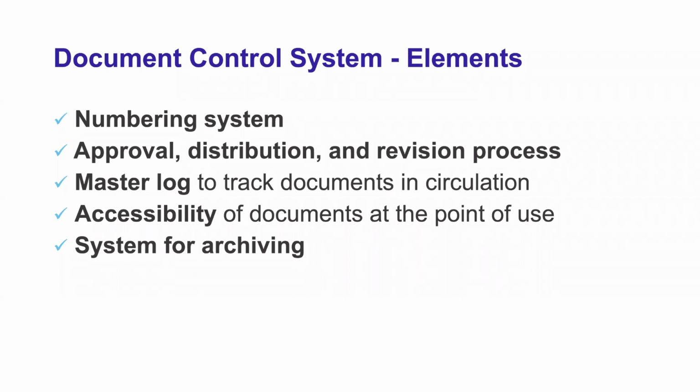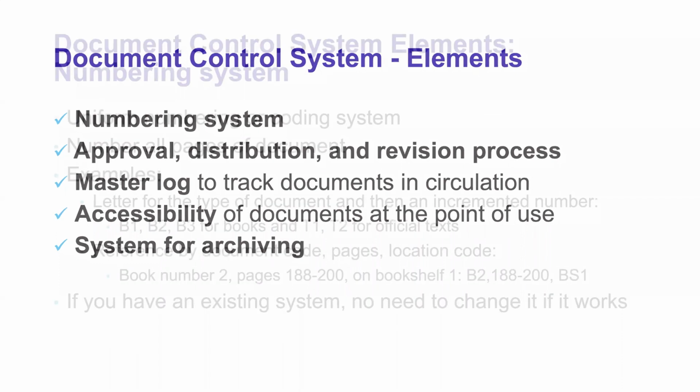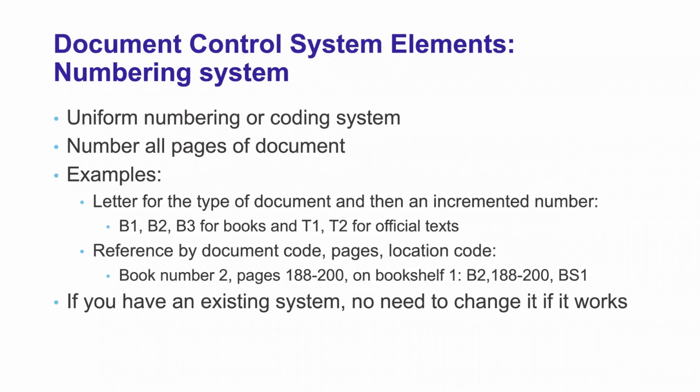They also need to account for an approval, distribution, and revision process. So how are documents going to be approved? Who approves them? How are they distributed to laboratory staff? And then when will they be revised? A master log to track all documents that are in circulation, because remember, we don't want old documents out there that haven't been updated. They need to have a policy for how they are going to be accessed at the point of use, and a system for archiving documents when they are old. So we'll go through each of these one by one.